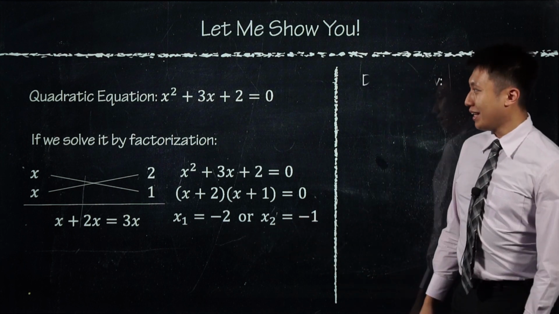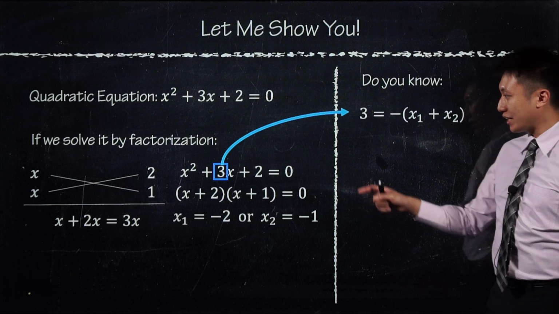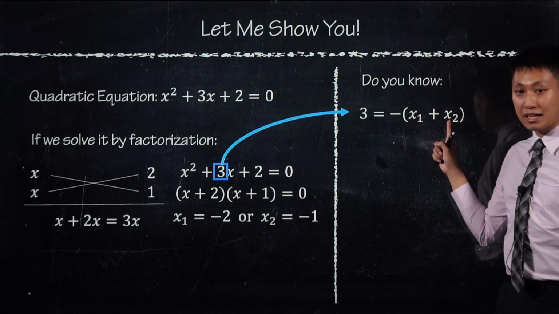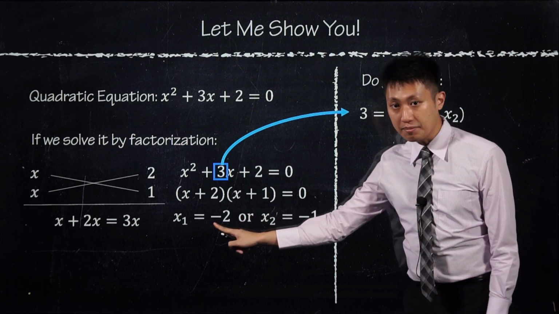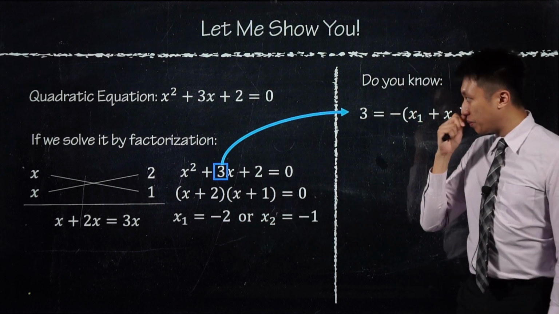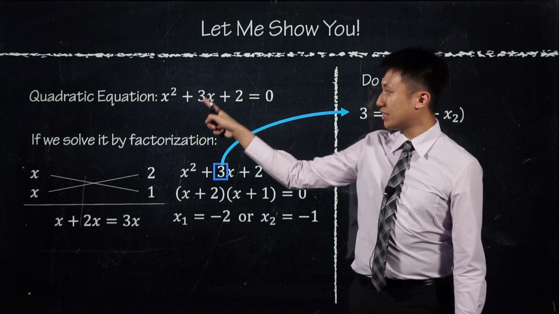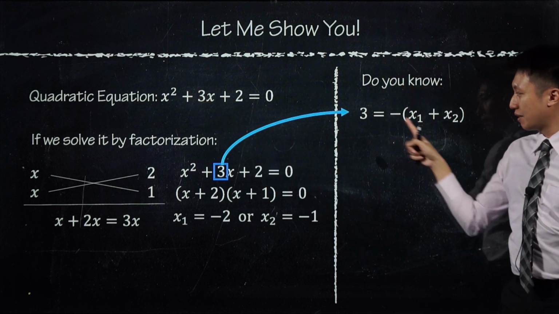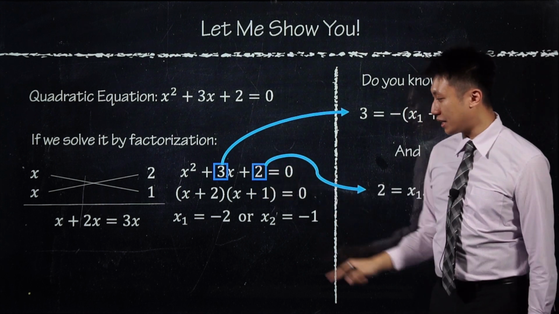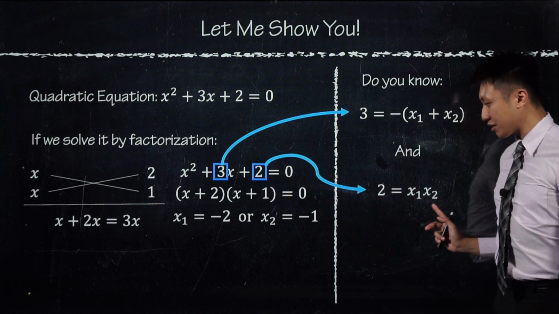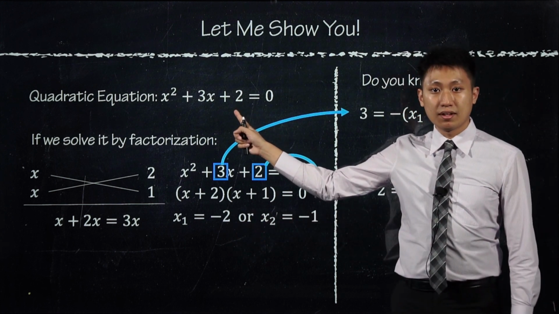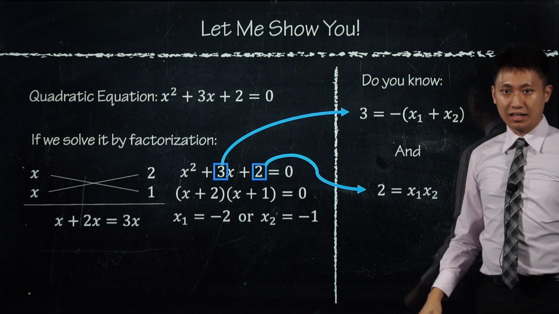Do you know that you actually have this: 3 is minus (x1 plus x2). It means if you add these two roots up, it will be equal to the negative of this number 3. And this number 2 is actually x1 times x2. It means if you multiply these two roots together, you get this one. So that's kind of magical, right?